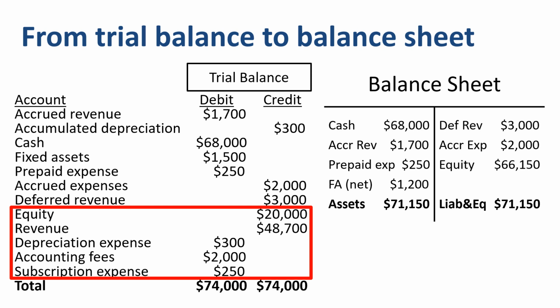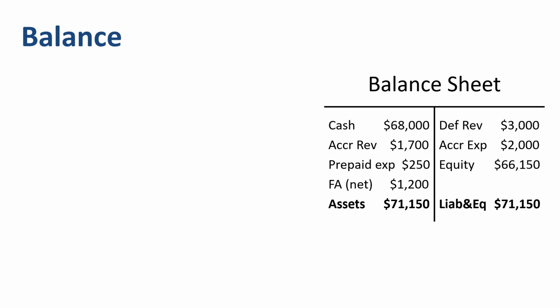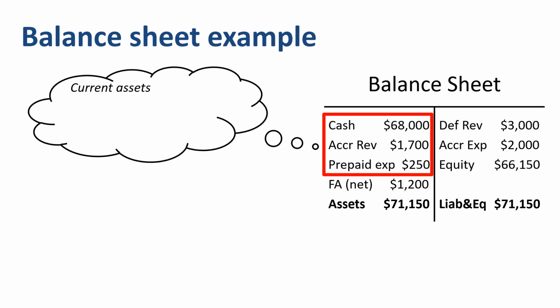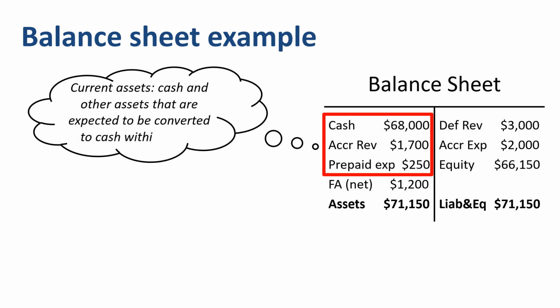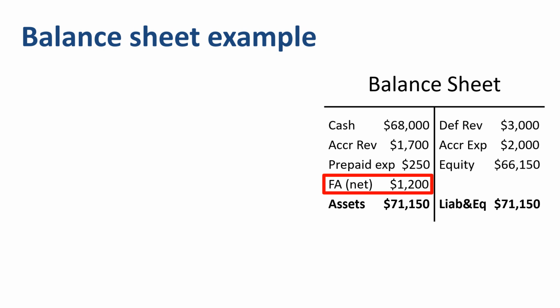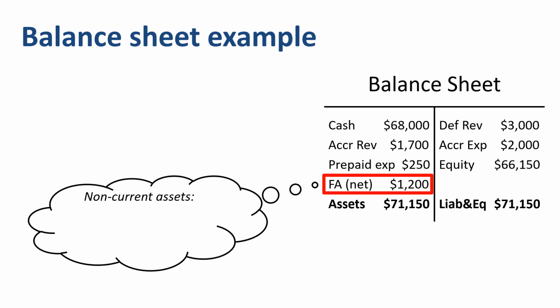Let's look more closely at this balance sheet example. We can group certain accounts into categories. Cash, accrued revenue and prepaid expenses, for example, are all current assets. Cash and other assets that are expected to be converted to cash within a year. Fixed assets are an example of non-current assets. Assets that are not expected to be converted to cash within a year.